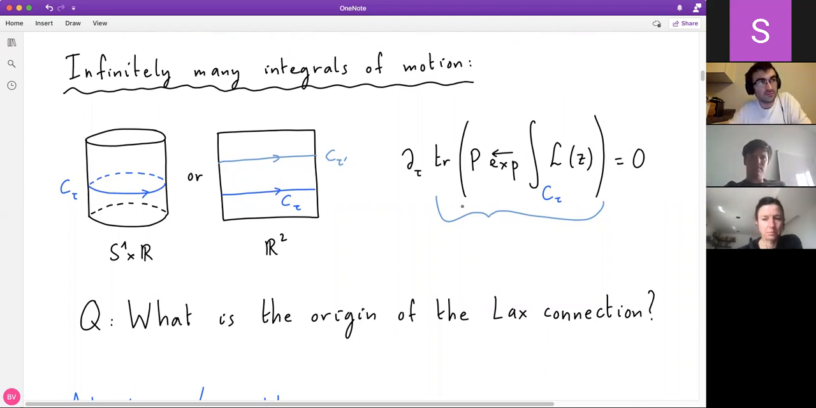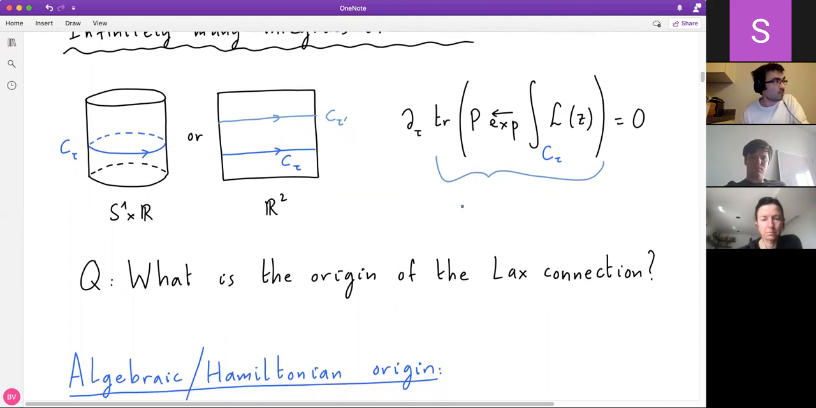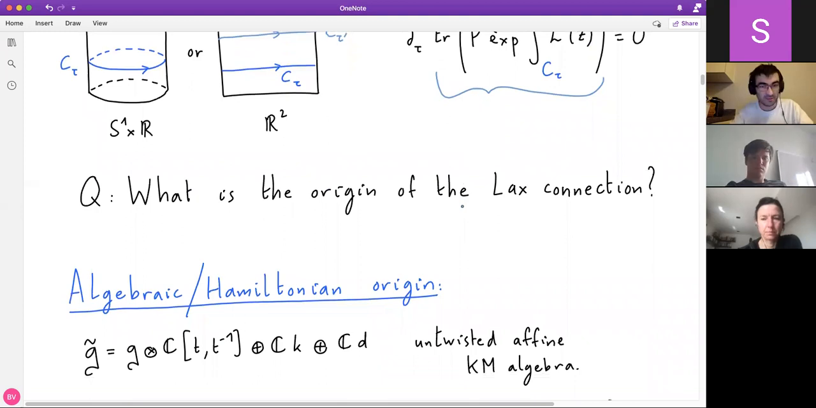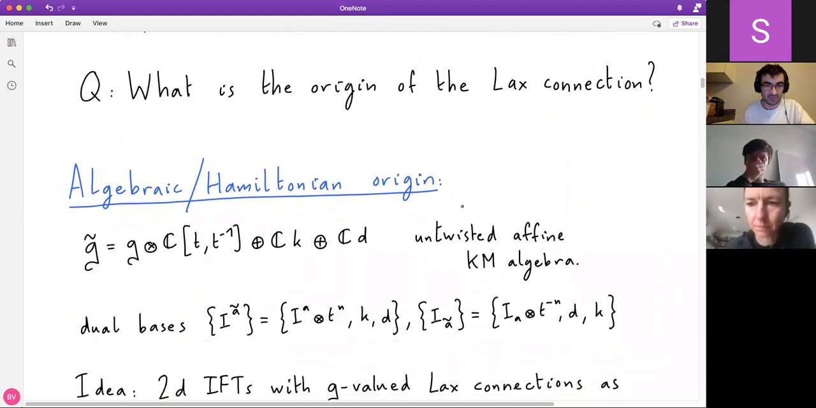And so there are two recent formalisms for understanding the origin of Lax connections in various integrable field theories. One of them is more algebraic in nature, and it's based on the Hamiltonian formalism. This is the one based on affine Gaudin models, which I'll describe briefly for comparison. And then later I'll focus in this talk on the geometric formulation of the origin of the Lax connection, which is based on 4D Chern-Simons theory.